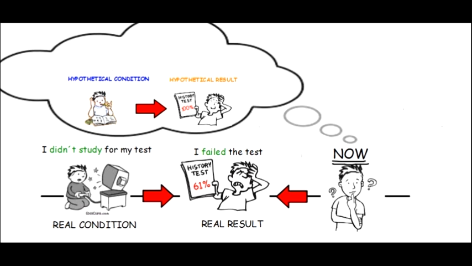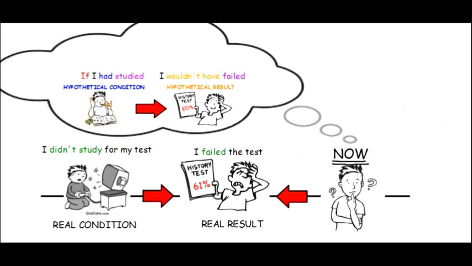So he's imagining a different hypothetical condition, okay? So here he is studying, and that gives him a hypothetical result. Ooh, he does very, very well in this test. Okay, so his hypothetical condition, what is he thinking? He's thinking, well, if I had studied, right? If I had studied, and his hypothetical result would be, I wouldn't have failed. Aha. So, hypothetically, if I had studied, I wouldn't have failed.